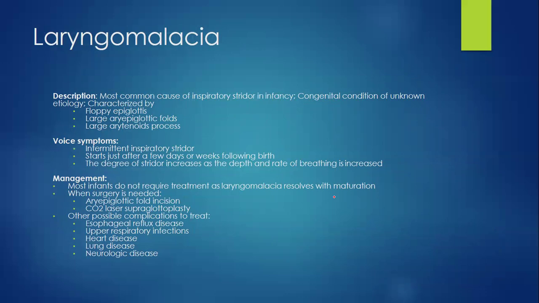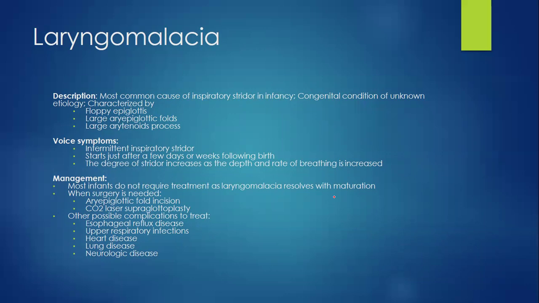Laryngomalacia, this is the most common cause of inspiratory stridor in infancy. So some children are born with, I call it, an immature larynx. So the larynx, the cartilages are soft and floppy. And so when the baby breathes in, the larynx collapses and then it comes back up when the baby breathes out. And so you're going to hear, it's not consistent. Usually it's an occasional stridor that the infant would have, or intermittent stridor.